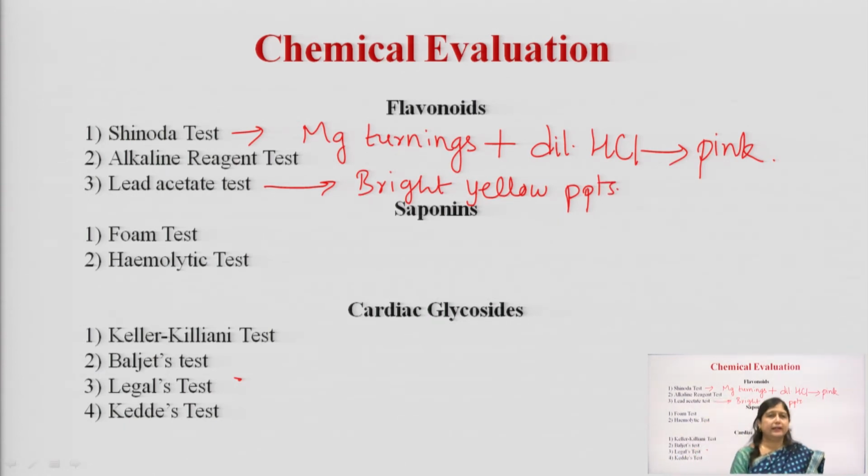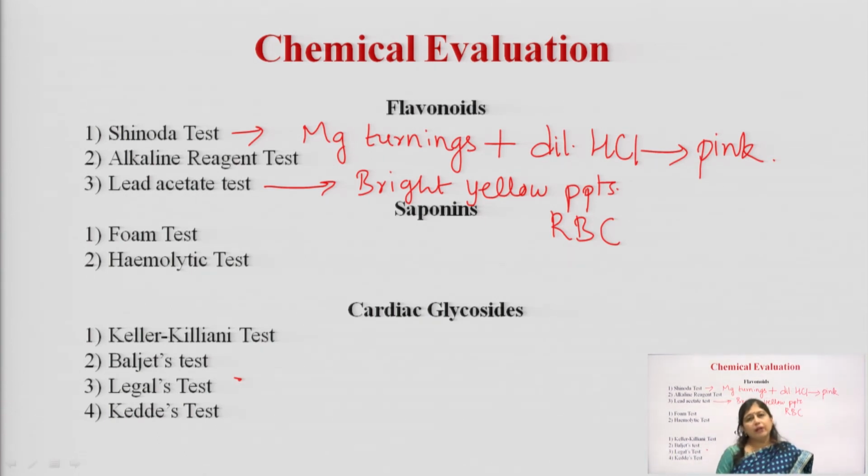Then the next category is that of saponins. Saponins are those drugs which normally produce foam or frothing on shaking with water. They also have one more property of lysing the RBC, the red blood cells, which get lysed or break down in the presence of saponins.